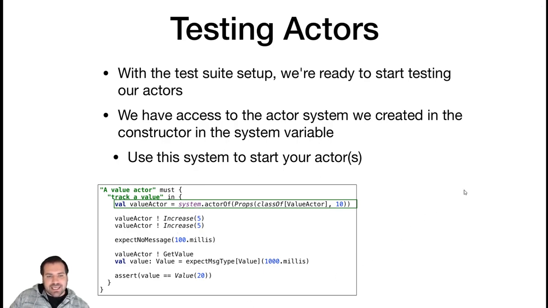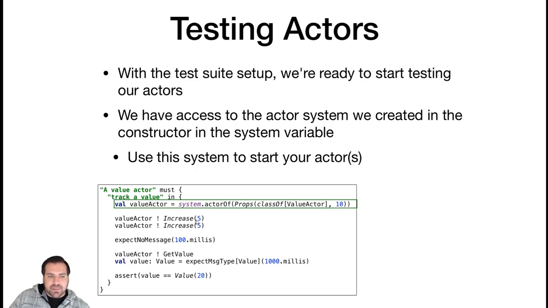How are we going to test our functionality? First, we're going to have access to that actor system that we gave to the constructor. That's going to be stored in a state variable named system. And then we can use that system just like we would the systems from Monday's lecture. Here I'm going to take the value actor class. I didn't talk about it, but it's in the repo. It just tracks a single int.